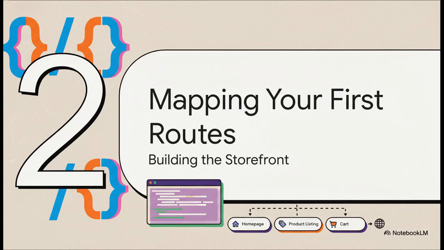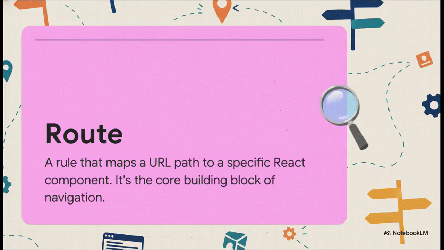All right, theory is great, but let's actually see how this works. We're going to get our hands dirty now and start laying the foundation of our little e-commerce store by mapping URLs to our main pages. At its heart, a route is basically just a signpost. It's a simple rule that tells React Router, hey, when the user is at this URL, I want you to render this specific component. It's a really simple but powerful idea that forms the very core of our navigation.